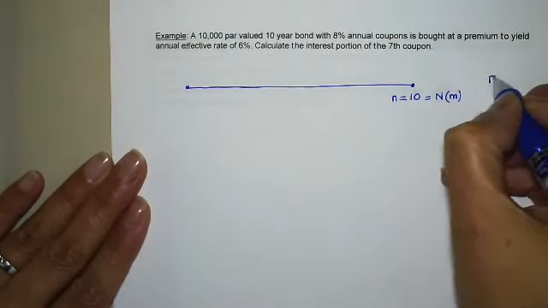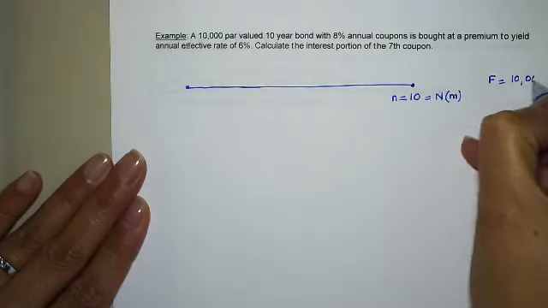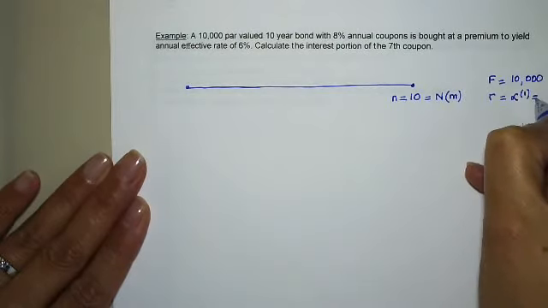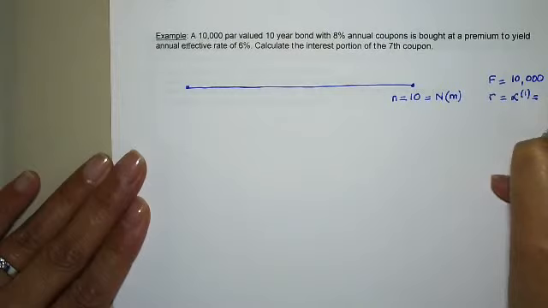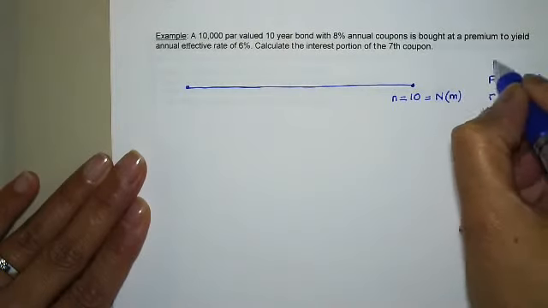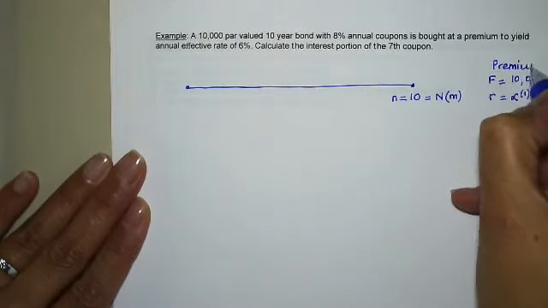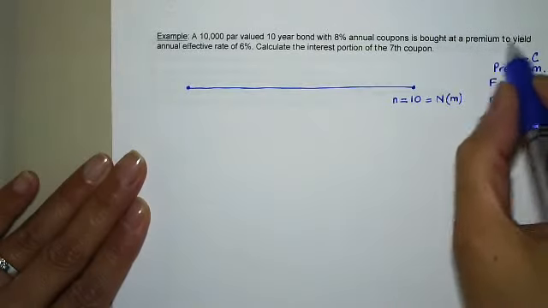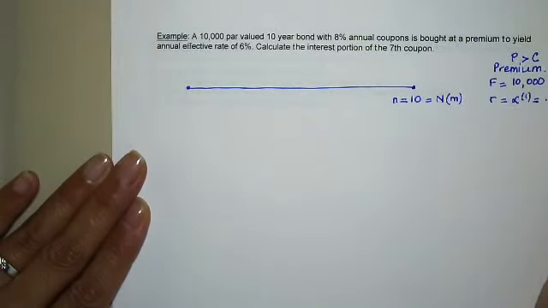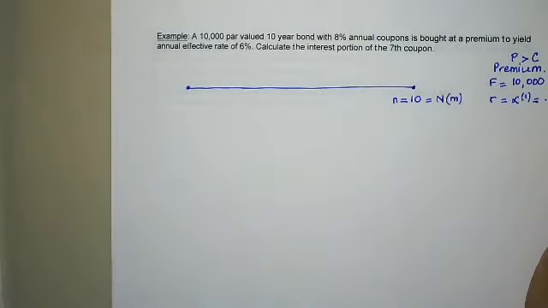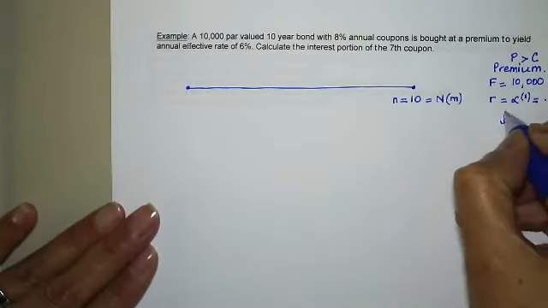Okay, so F equals 10,000. R equals alpha of 1 equals, what is it, 8%. Bought at premium. That means P is greater than C. To yield annual effective rate of 6%. Okay, J equals 0.06.